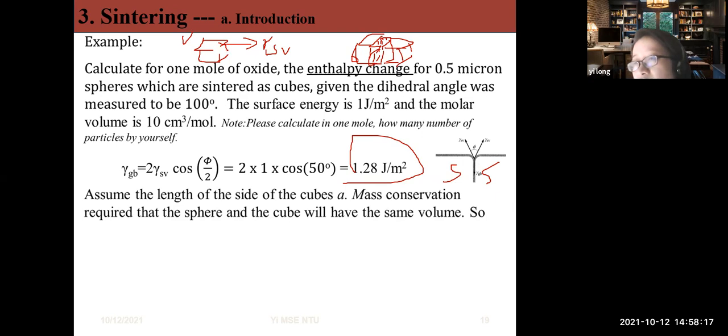So for this case, if you are in contact with air, you actually have 6 surfaces. If the length is A, it will be 6A squared. But now you stand together, so your surface is going to be shared with one more neighbor. So each of them is supposed to be considered as only half.